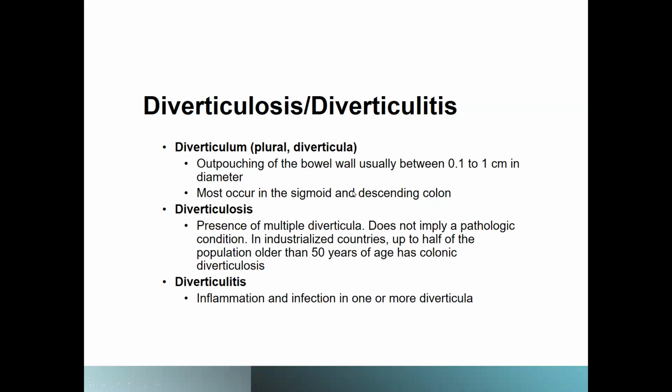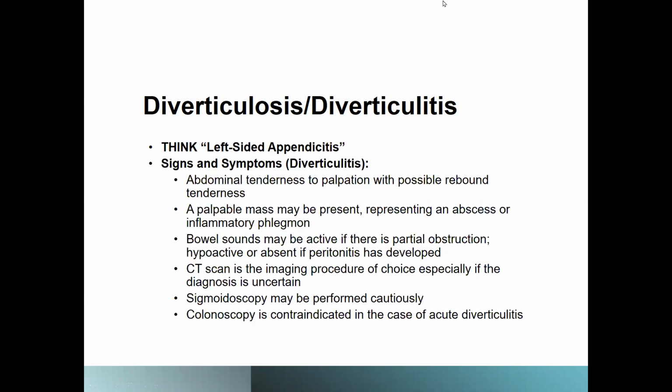Typically, your location is sigmoid and descending colon when it comes to diverticulum or diverticula. When you have diverticulosis, that's multiple diverticula, but it's not pathologic. So there's no inflammation, probably asymptomatic, and it's more associated with older age. Diverticulitis is when one or more of these diverticula get inflamed or infected. They don't have to be infected though, and that's why antibiotics, as we learned, aren't first line all the time. So again, left-sided appendicitis, pain, maybe a mass, often not.